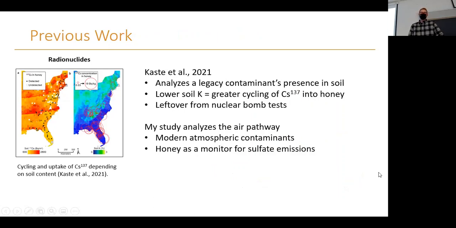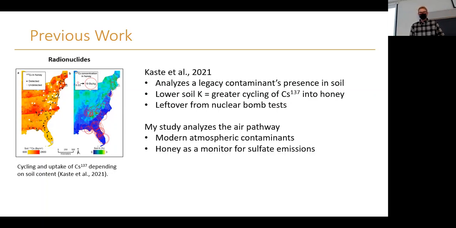So previous work: my study builds upon the study of our very own Jim Castee, who analyzed the cesium content of honey based on its cycling through soil. Thinking back to those pathways, his looked at that soil pathway and how it enters plants, cycles into plants, and then how the bees collect that and subsequently concentrate it into the honey. He found that lower soil potassium generally led to greater cycling of cesium into honey.